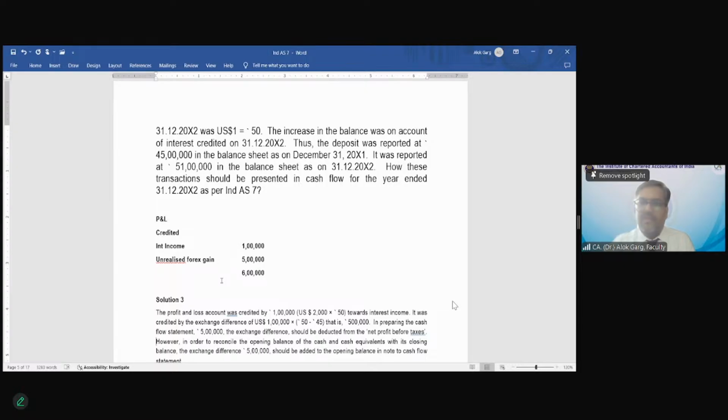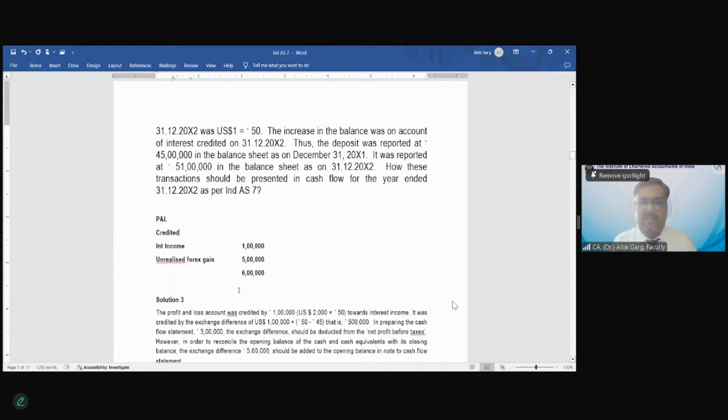Yes. Is this clear or not clear to you all? Is it clear to everyone? Yes sir, it is simple. Your profit in the profit and loss account, this profit is having an unrealized forex gain also. So when somebody is asking you what is your cash profit, what will you do? You will remove this 5 lakh rupees in the cash profit, right?